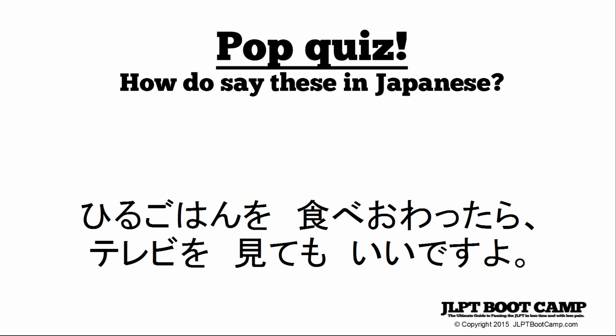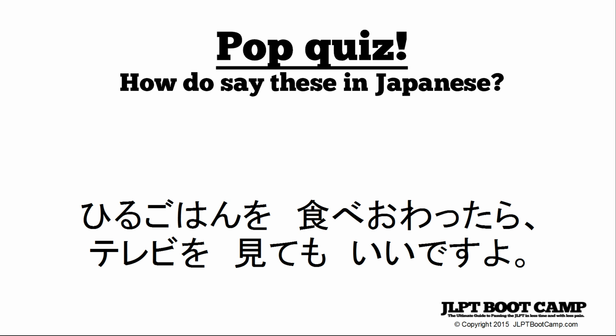So you would say, hiru gohan o tabe owattara terebi o mite mo ii desu yo. So hiru gohan is lunch, o is object marking particle. Tabe is the mas stem of taberu, to eat. Owatta is the casual past tense of owaru, to finish, so to finish eating. Ra, again, is when, so when you finish eating lunch.